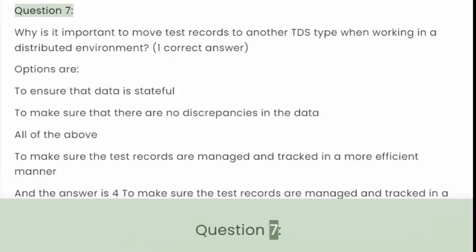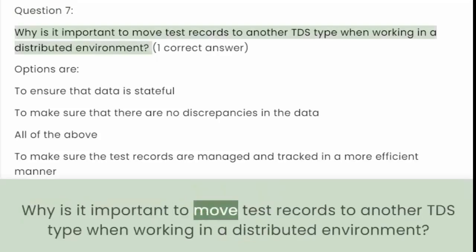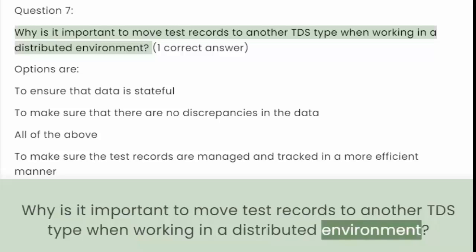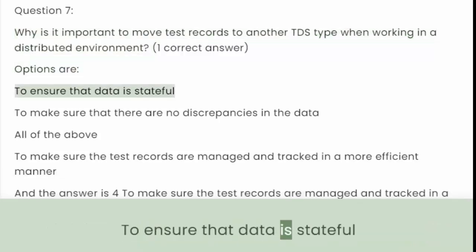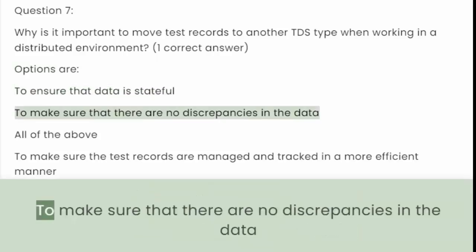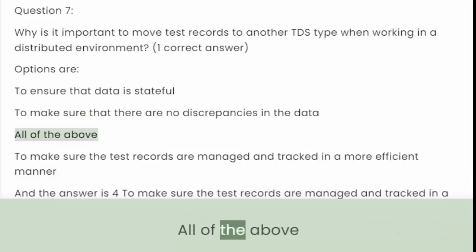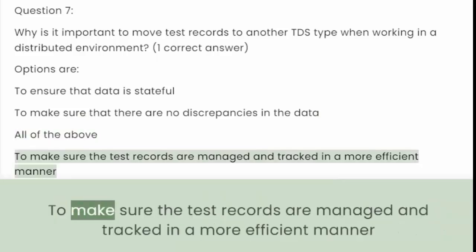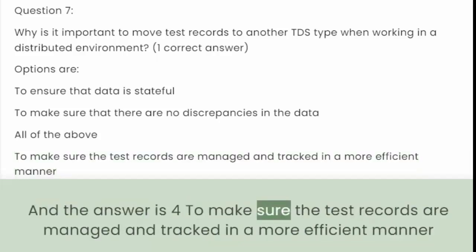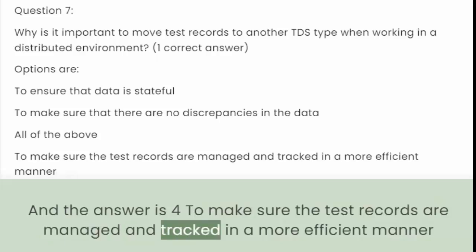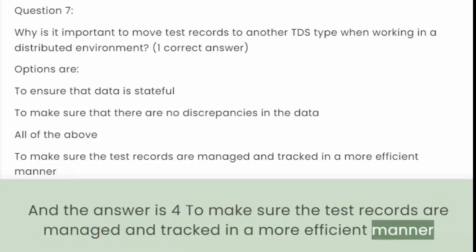Question 7. Why is it important to move test records to another TDS type when working in a distributed environment? Options are to ensure that data is stateful, to make sure that there are no discrepancies in the data. All of the above. To make sure the test records are managed and tracked in a more efficient manner. And the answer is 4. To make sure the test records are managed and tracked in a more efficient manner.